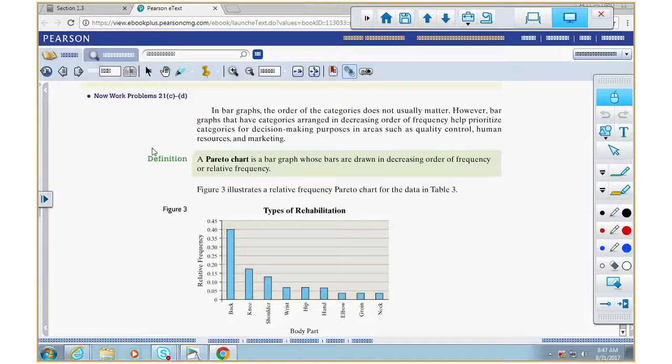Here is for your information and homework. A Pareto chart is a graph whose bars are drawn in decreasing order of frequency or relative frequency. So it's still a bar chart, but it puts your data in order, and it goes like this. I don't have much use for a Pareto chart. The only reason I'm bringing it up is that it's not a test question. It'll be a homework question, or you'll see it in another application in another class.